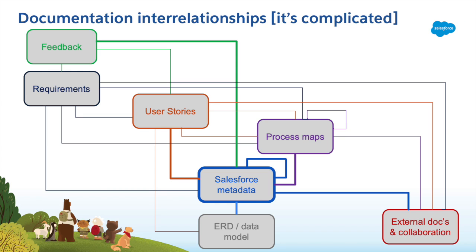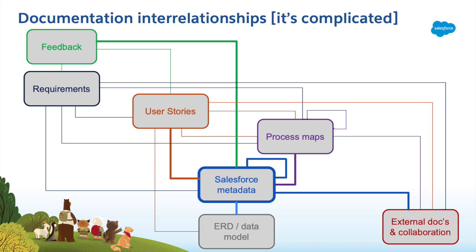Which leads me back to the heart of all this, which is your Salesforce metadata. This is all of the configurations inside your org, be it 100,000 reports, 40,000 email templates, the thousands or at least hundreds of custom objects and all their fields. So everything in your org needs to be sitting in a metadata dictionary so you can make all these links. And you can see there the linkages from Salesforce back to feedback, back to user stories, back to the ERD, to process maps, and to external documentation, the documentation for why did I make those changes.